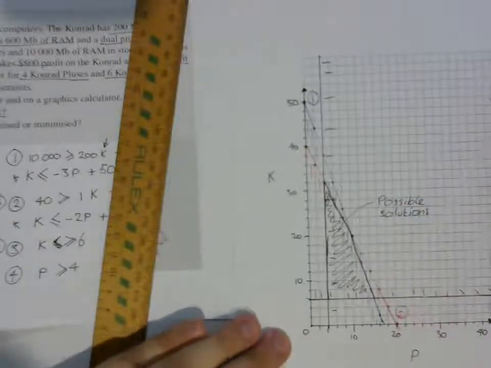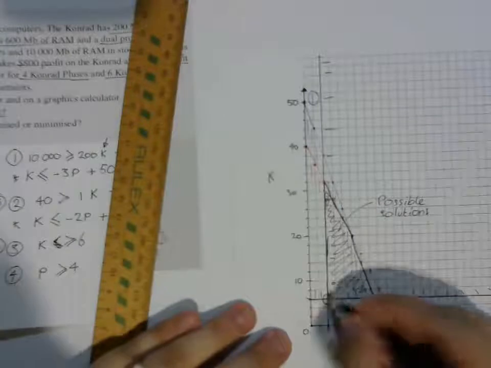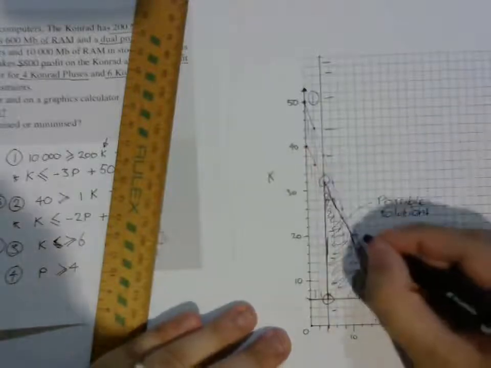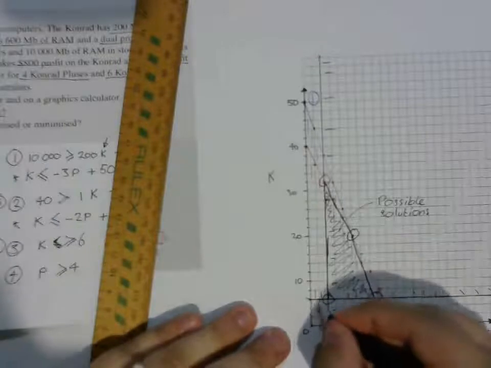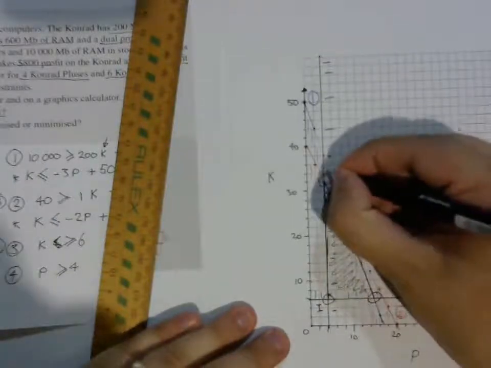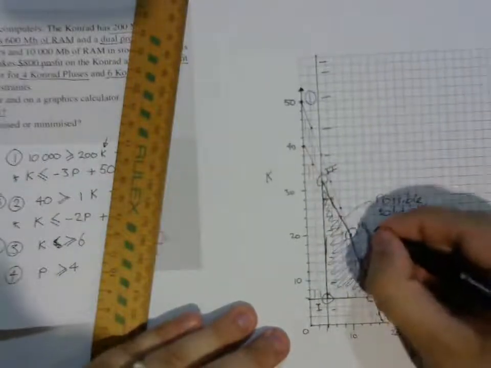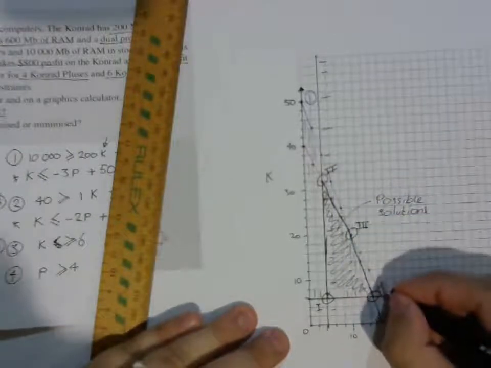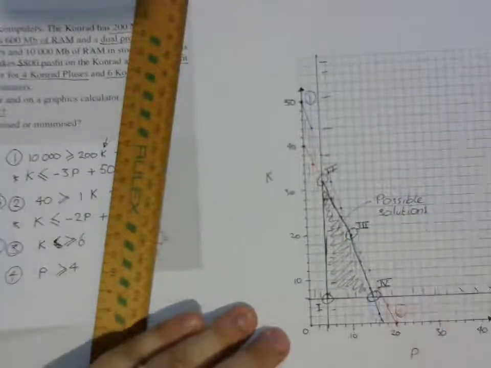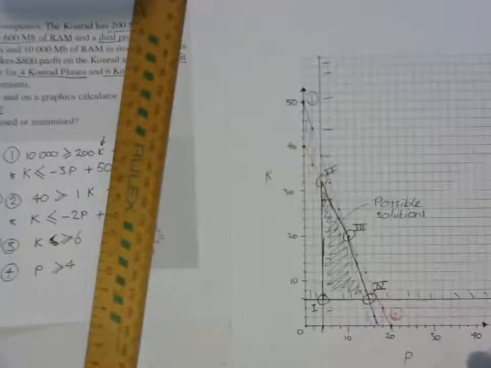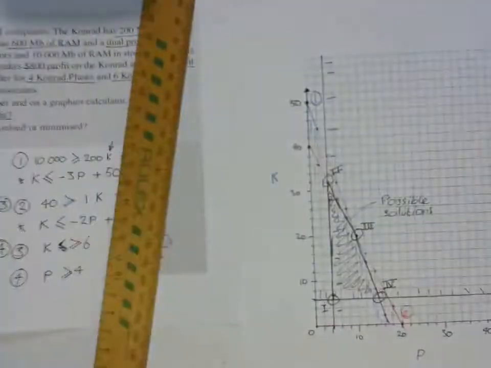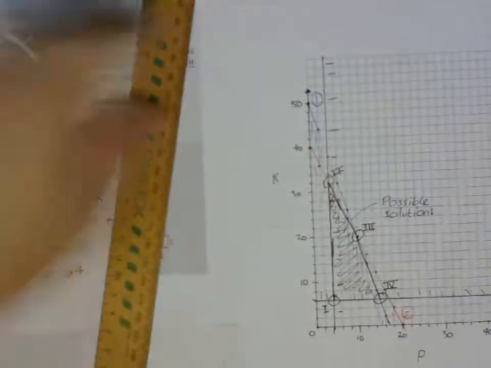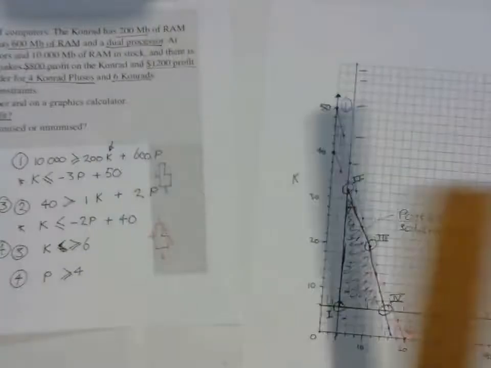Our optimum solution is going to be one of the corners. And I'll use Roman numerals to identify each of those points. Oops, that's not an empty sheet of paper. Here we go.